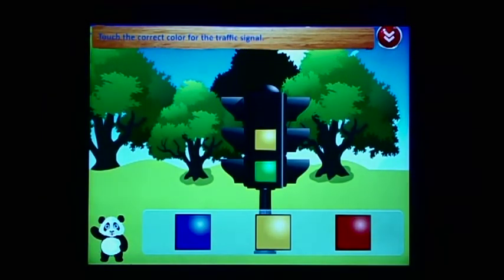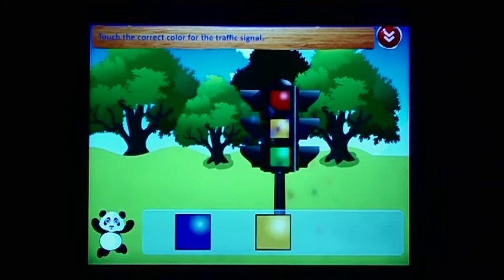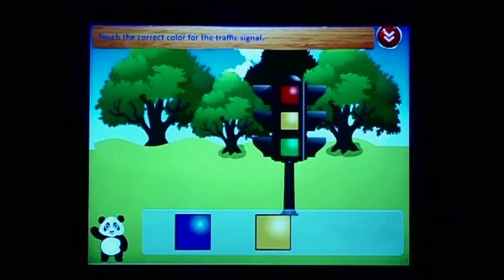Touch the correct color for the traffic signal. Red light. You're a great kid! Red light means you have to stop. T for traffic signal.